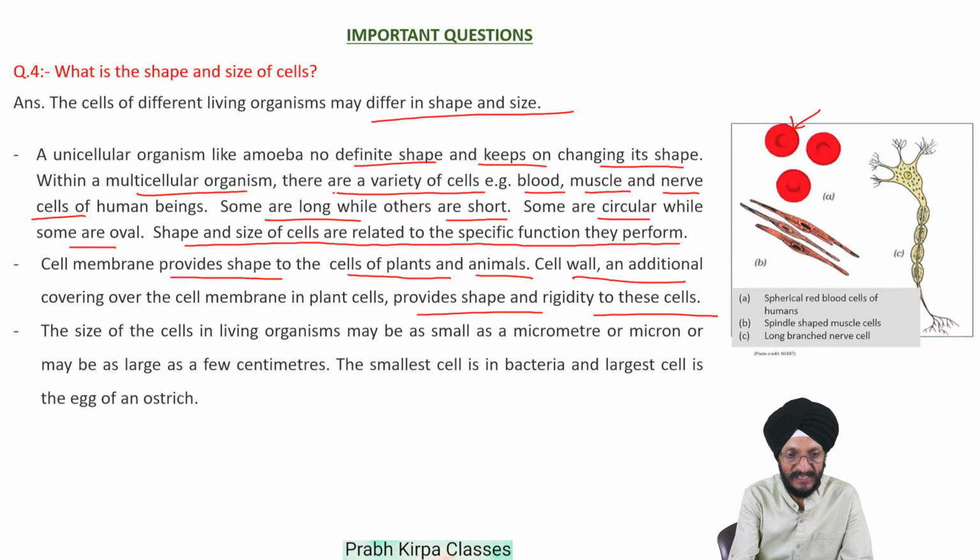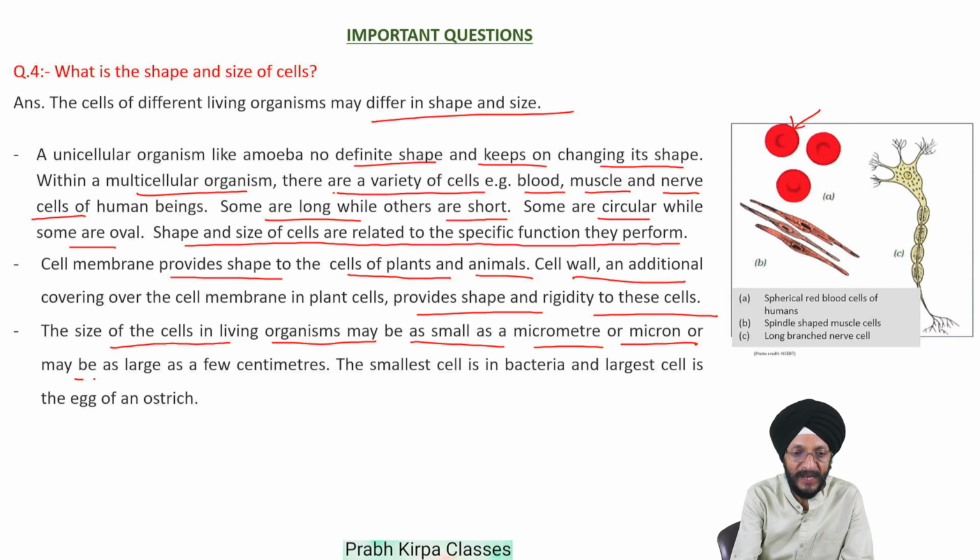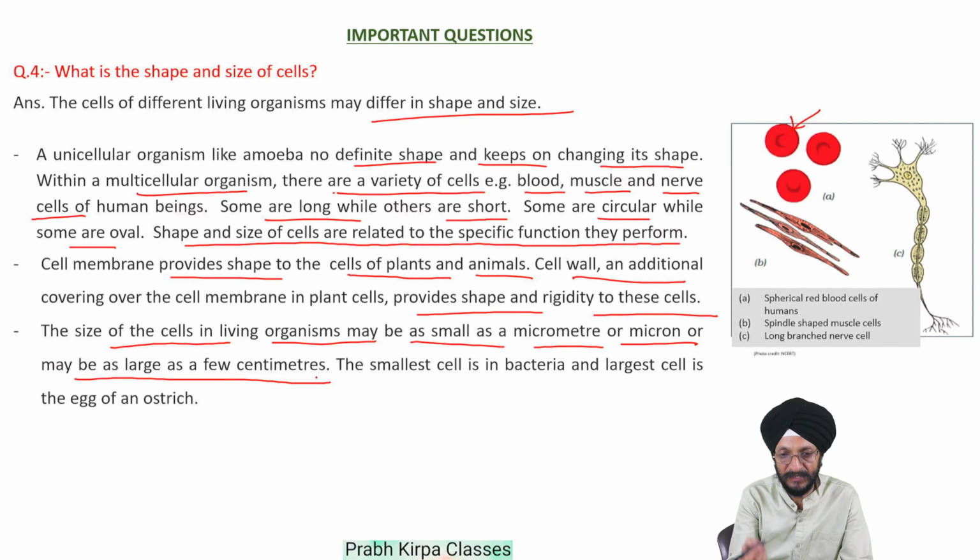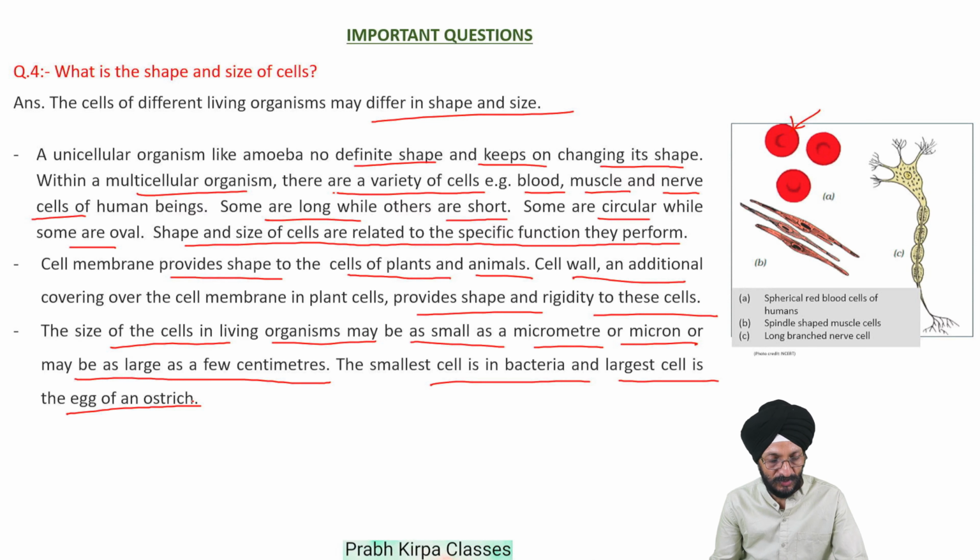The size of the cells in living organisms may be as small as a micrometer or micron, or may be as large as a few centimeters. The smallest cell is in bacteria and the largest cell is in the egg of an ostrich.